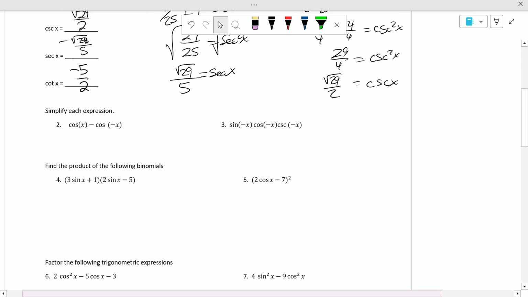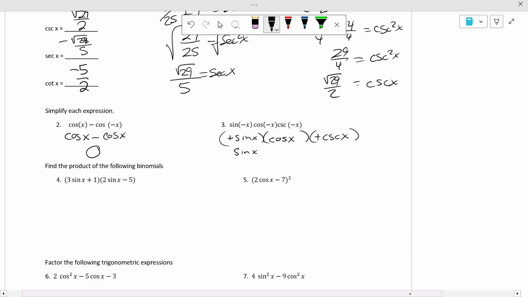There we go. What's the cosine of negative x? Is it negative cosine of x or is it cosine of x? Cosine of x. So cosine of x minus cosine of x is 0. The sine of negative x is what? Negative sine of x. The cosine of negative x is cosine of x. The cosecant of negative x is negative cosecant of x. A negative times a negative is a positive. So we're going to end up as positive.